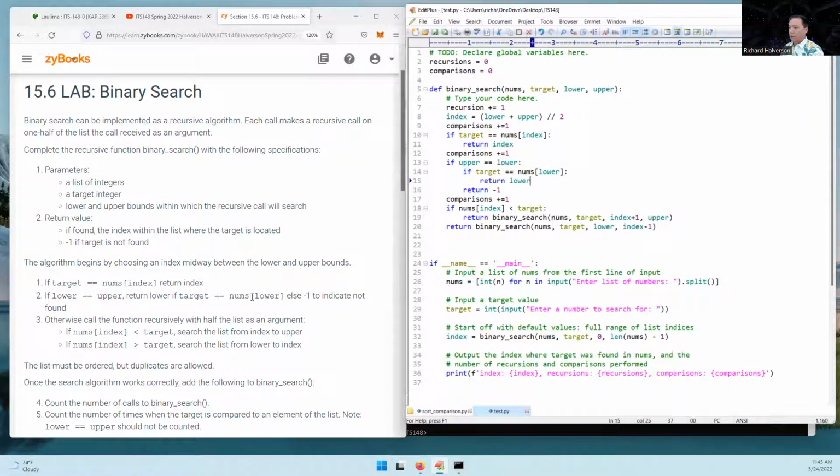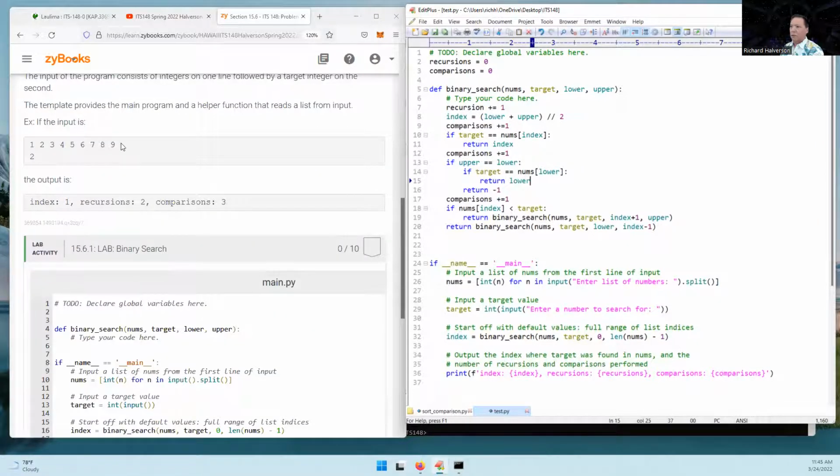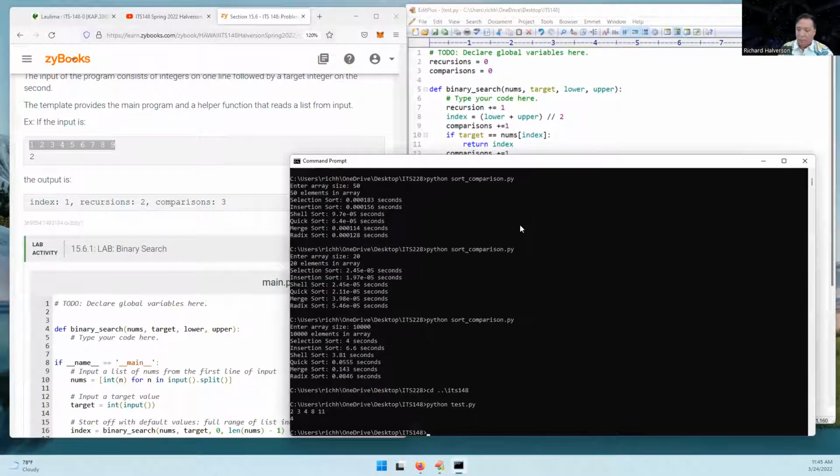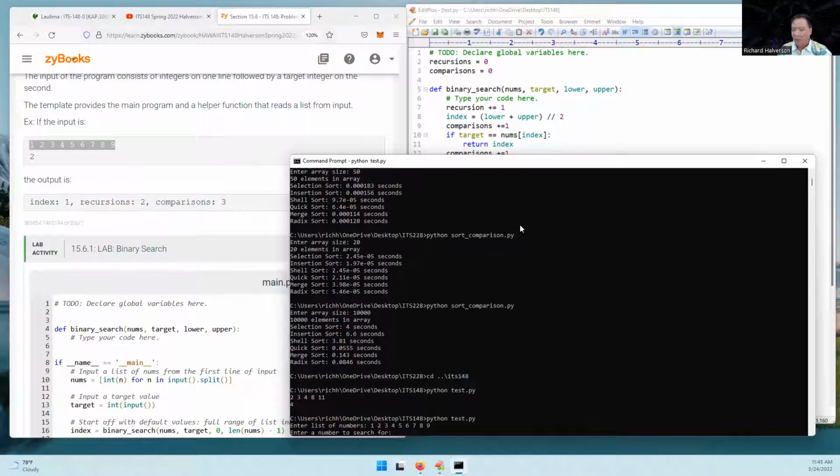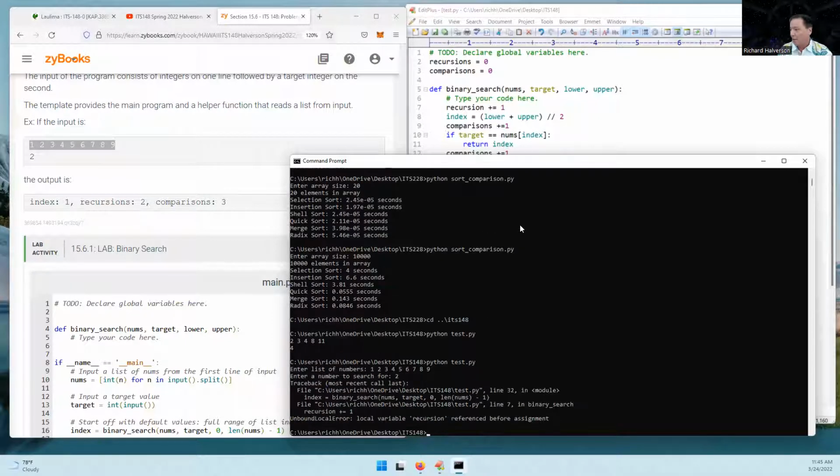I guess I have to input, oh, here's a nice list of numbers here. List of numbers, I'm going to say that. And then what number to search for, I'll say 2, just like that. And it says blah, blah, blah. Recursion referenced before assignment. Okay, I got to somehow tell it that it is a global.